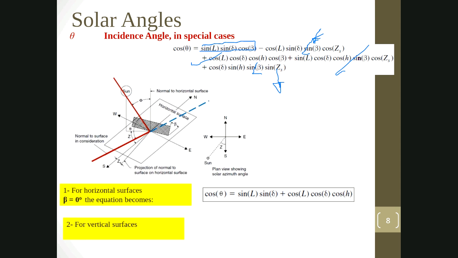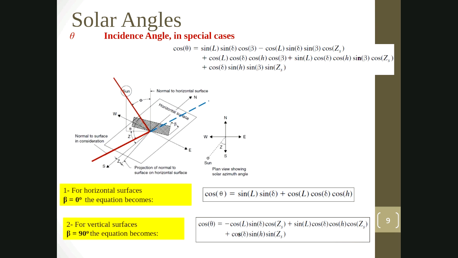The other case is if I put my surface totally vertical. Then the other angle here, beta, the tilted angle, will be equal to 90.